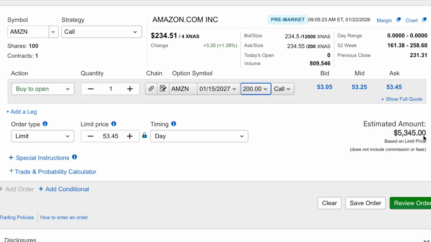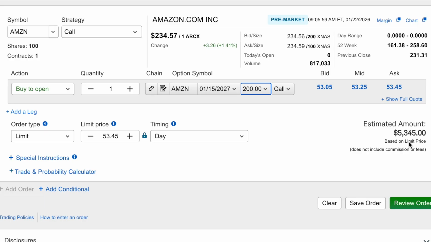Well, it's simply the difference. We're going to say Amazon, let's just say for easy math, Amazon's trading at 235 right now. So it would be $35 above the strike price. So it has $35 of intrinsic value. So $3,500 of this 5,345 is intrinsic value, and the rest is time value. So you simply would just take the price of the option, 5,345, and you subtract 3,500.